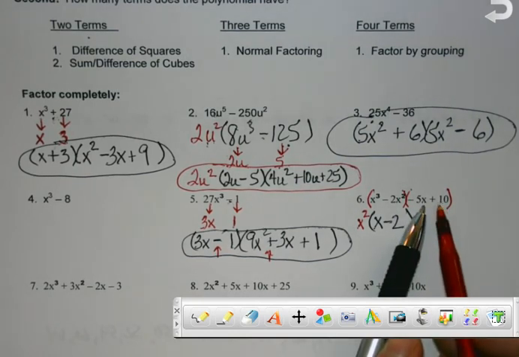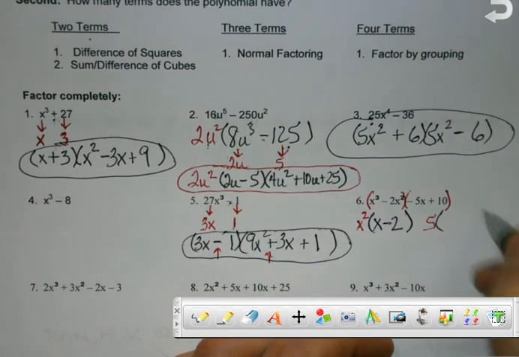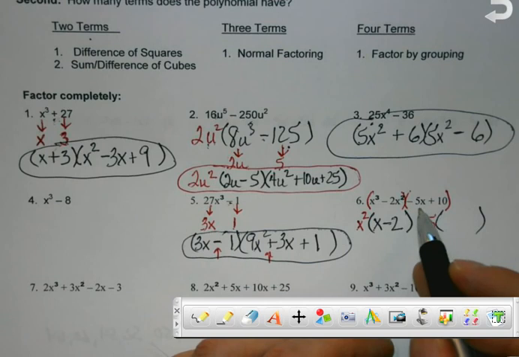What do these two have in common? Okay, if we take out a 5, let's look at this for a second. 5 times what's going to get me to negative 5x?